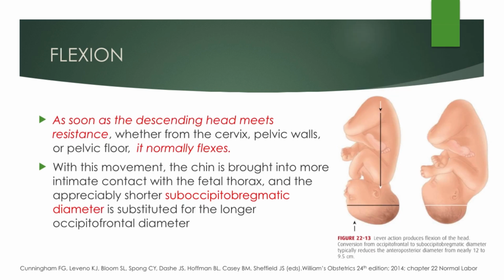Next is flexion. As soon as the descending head meets resistance, whether from the cervix, the pelvic walls, or the pelvic floor, the fetal head or the fetal presenting part normally flexes. With this movement, the chin is brought into more intimate contact with the fetal thorax, and the appreciably shorter suboccipitobregmatic diameter is substituted for the longer occipitofrontal diameter.